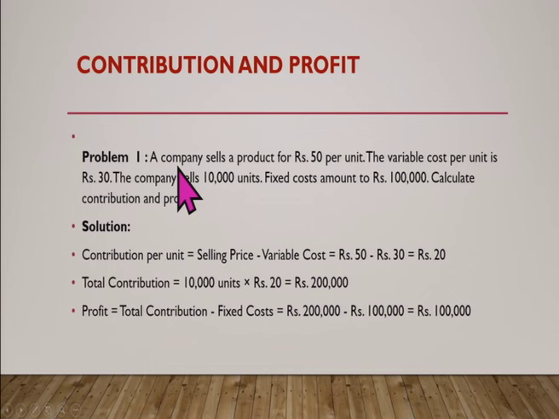First I will explain contribution. From this information you can calculate contribution and profit. Problem number 1: a company sells a product for 50 per unit, the variable cost per unit is 30 rupees. The company sells 10,000 units, and fixed cost is 1 lakh rupees. Calculate contribution and profit. To calculate contribution, we take the selling price per unit minus the variable cost per unit, which is 20 per unit, and total contribution, number of units sold times contribution per unit, is 2 lakhs.